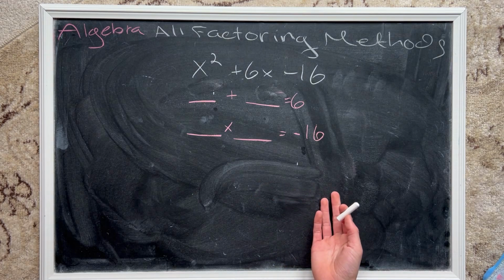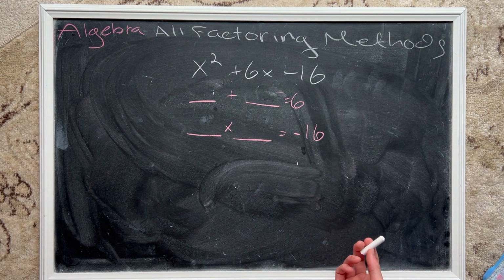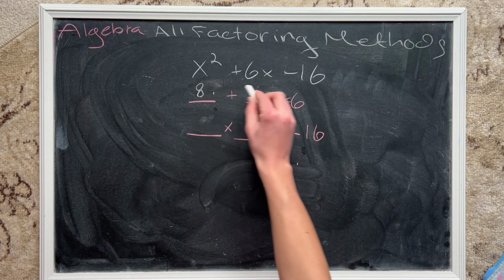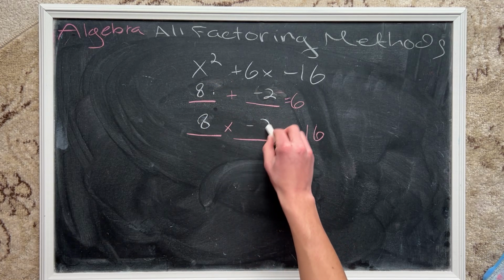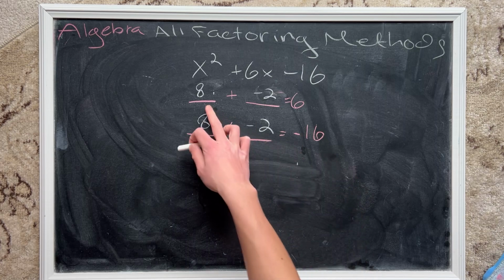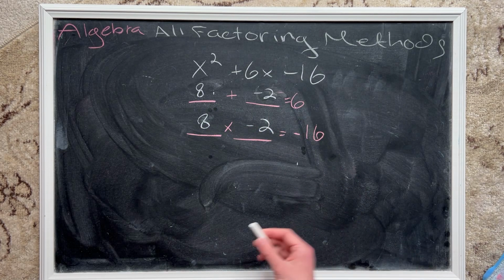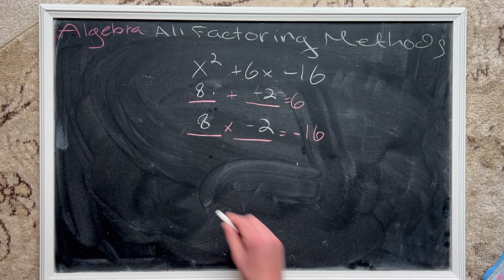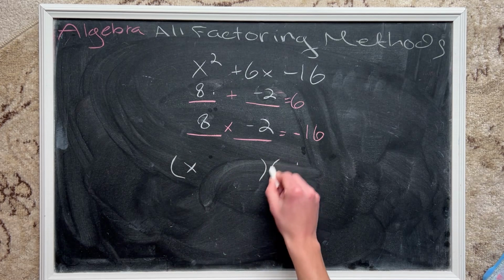I know 8 and 2 is 16, but if it's negative, we have to make one of them negative. So let's try 8 and negative 2. 8 and negative 2 multiply to negative 16, and they add to 6, so that works too. So now what we do, we have our two numbers that work. We're going to rewrite them kind of like this.